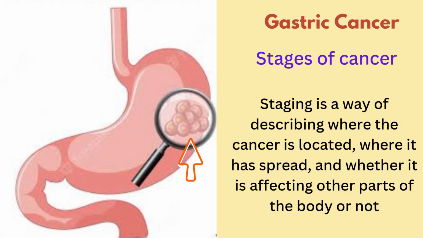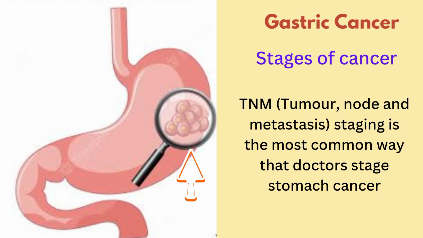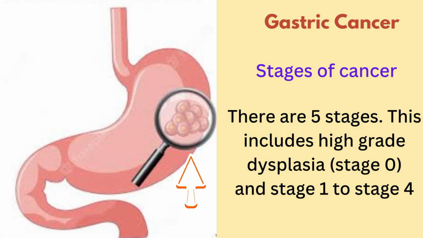Now let us see the stages of this cancer. Staging is a way of describing where the cancer is located, where it has spread, and whether it is affecting other parts of the body or not. TNM, that is tumor node metastasis staging, is the most common way doctors stage stomach cancer. So there are a total of 5 stages. This includes high-grade dysplasia, that is stage 0, and stage 1 to stage 4.